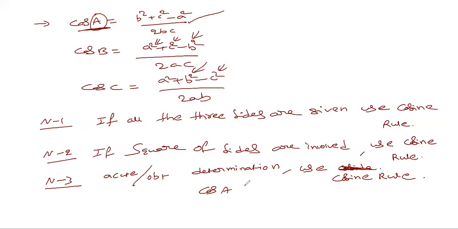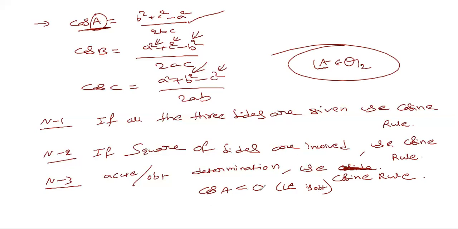If you get cos A less than 0, definitely angle A is obtuse. Why? Because cos A is negative means angle A should be in quadrant 2. Angle A belongs to quadrant 2. So quadrant 2 means definitely obtuse. If you get cos A more than 0, then angle A is acute because it is in first quadrant. I think it is very clear for you.